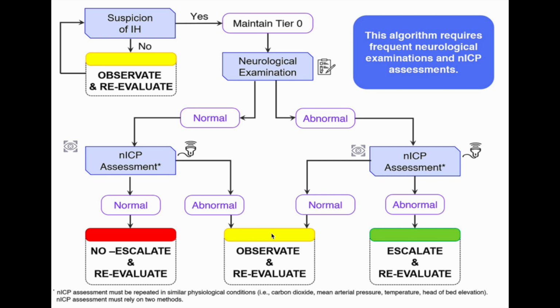Remember this, that always repeat the nICP in similar physiological conditions, that is your BP, PCO2 should be equal. Don't change the position of the patient, the head position, everything must be equal when you are doing these measurements. Two nICP measurements for each assessment is important. As we have already told, for severe traumatic brain injury, 2 hours, for moderate 4 to 6 hours.